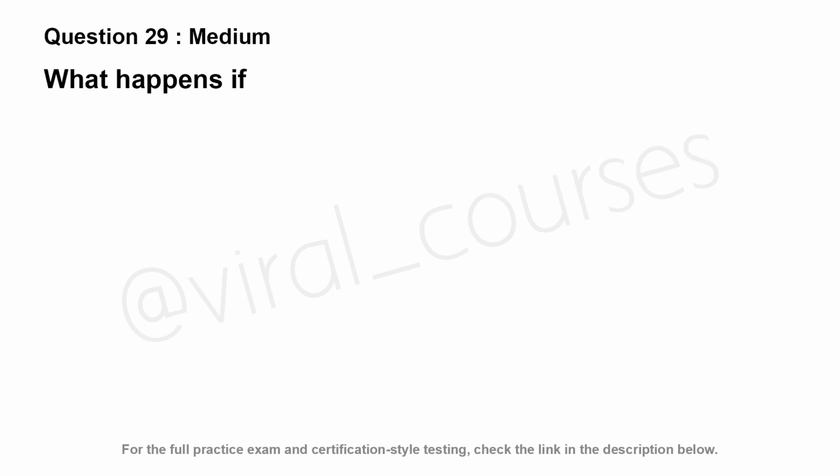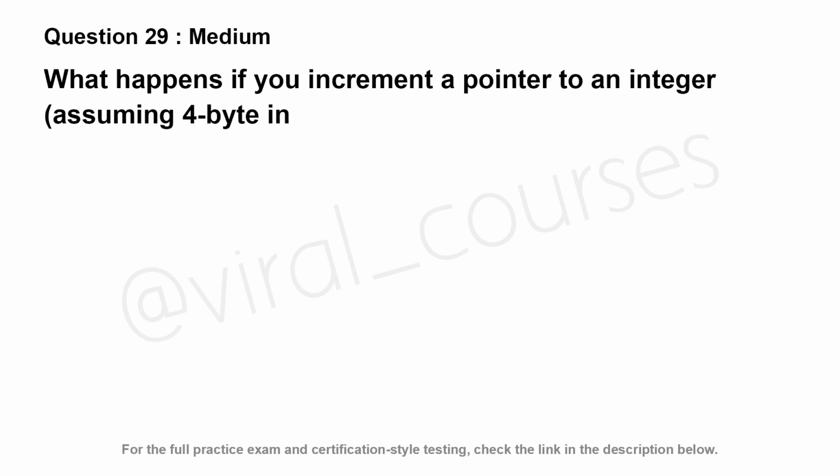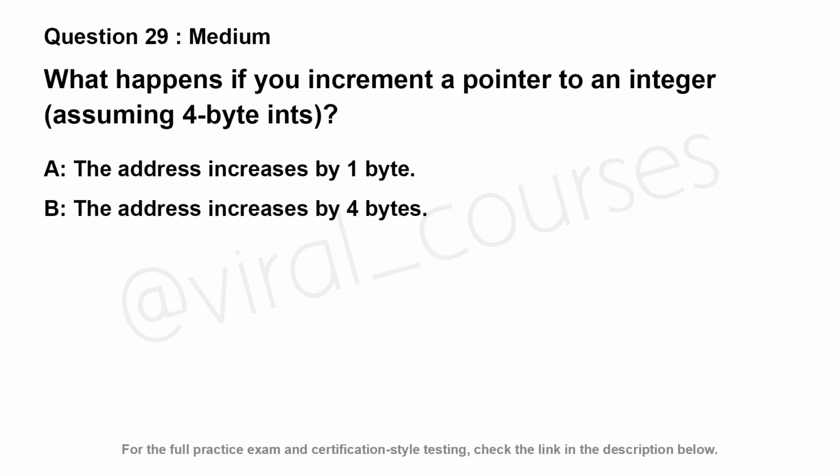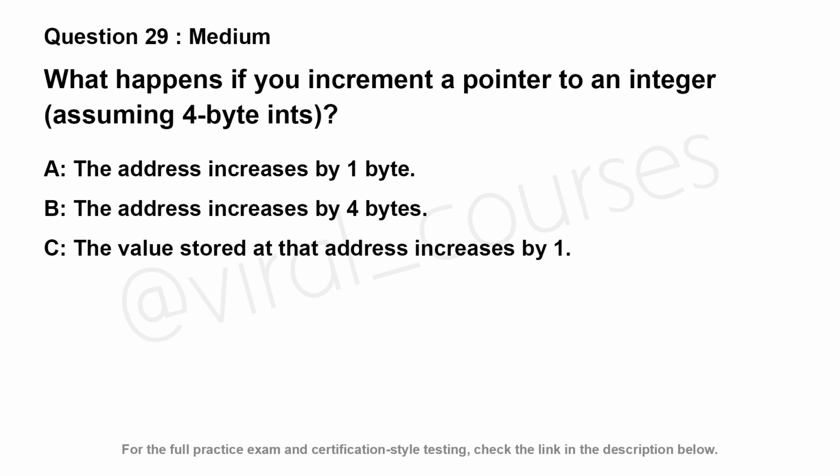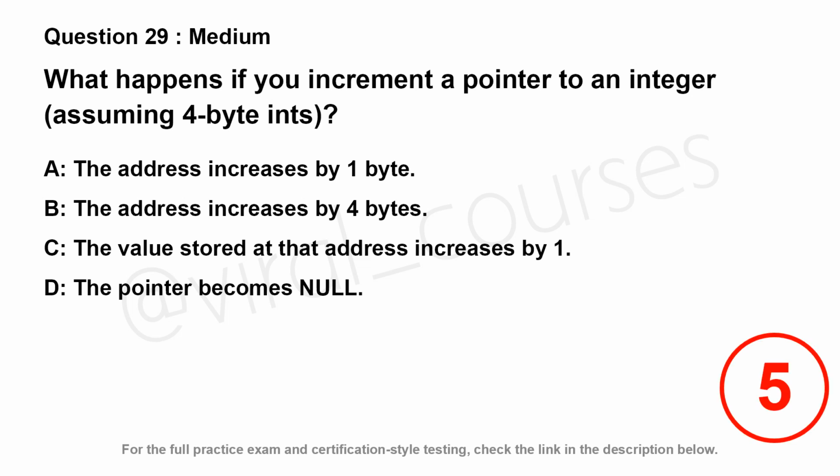What happens if you increment a pointer to an integer, assuming 4-byte ints? Option A, the address increases by 1 byte. Option B, the address increases by 4 bytes. Option C, the value stored at that address increases by 1. Option D, the pointer becomes null.